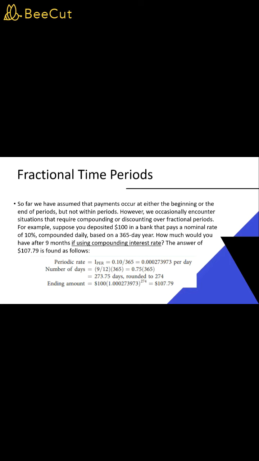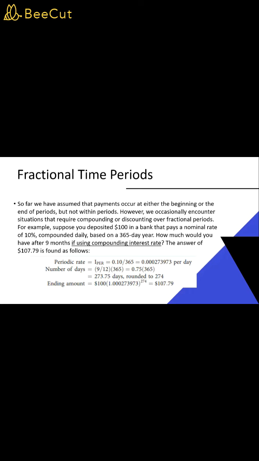Okay, so I'm going to give you an example and we're going to solve it together, and that will illustrate how to solve for fractional time periods. Suppose you deposited $100 in a bank that pays a nominal rate of 10% compounded daily based on the 365-day year. How much would you have after 9 months using compounding interest? Here, the first thing we understand is that this 10% is not something you're earning compounded yearly. In fact, it is being compounded daily.